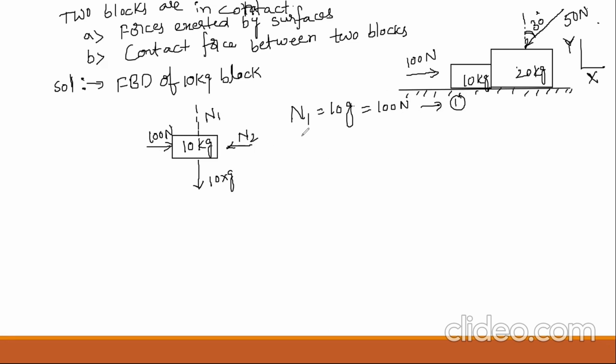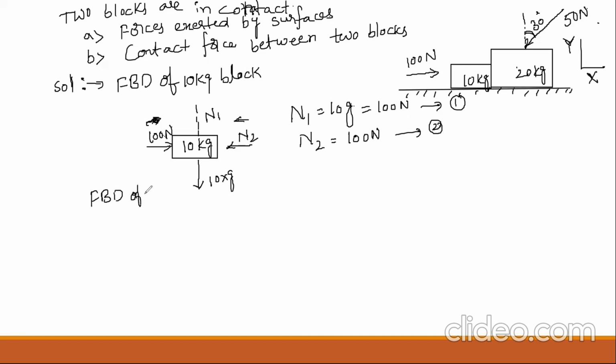Now, N2 and 100 N are opposite. So N2 is the only force acting in this direction. That's why I took N2 in this direction. So taking N2 as positive, N2 minus 100 N is equal to 0. N2 is equal to 100 N. You take this as equation 2. Yes, very good. Now let us draw the FBD of the 20 kg block.